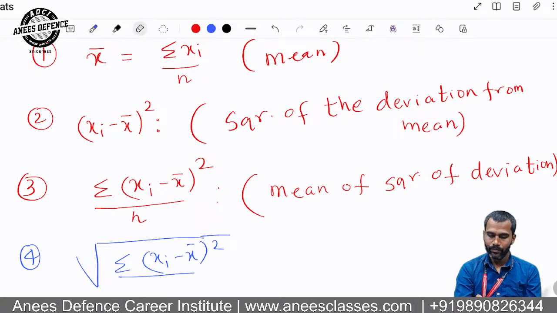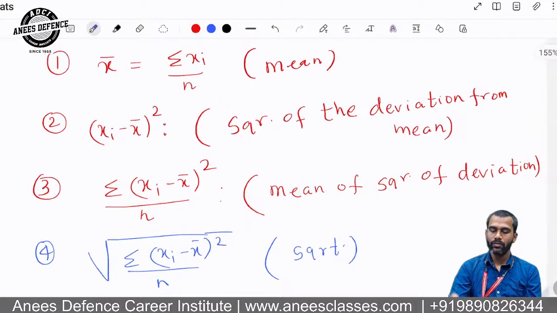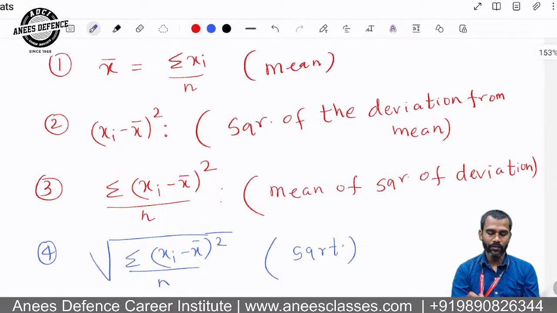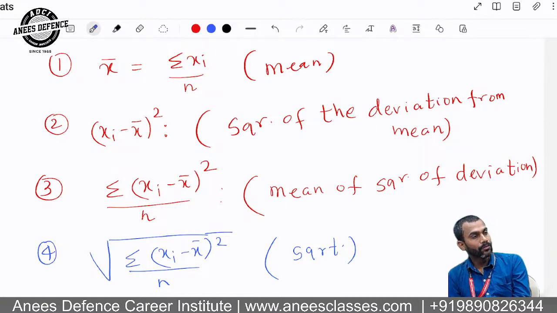What do you have to do? Square root. So you have to find out the square root. Yes or no? Yes, sir. This is whatever you have got in the last step. Since we have squared, yes or no? So the degree of the data should be the same.